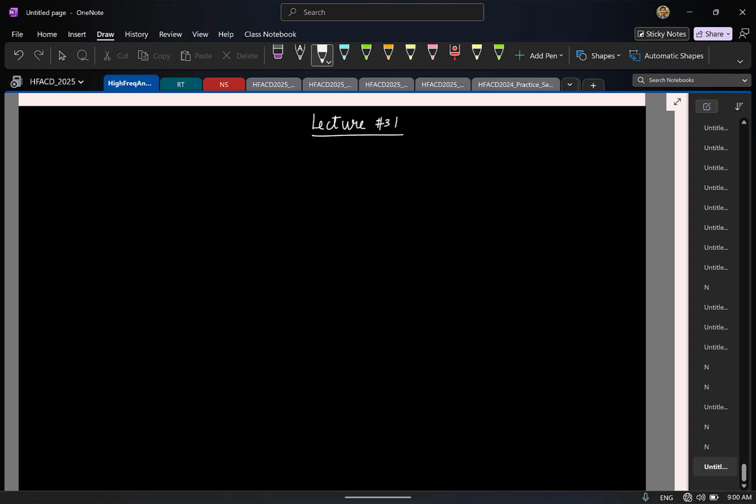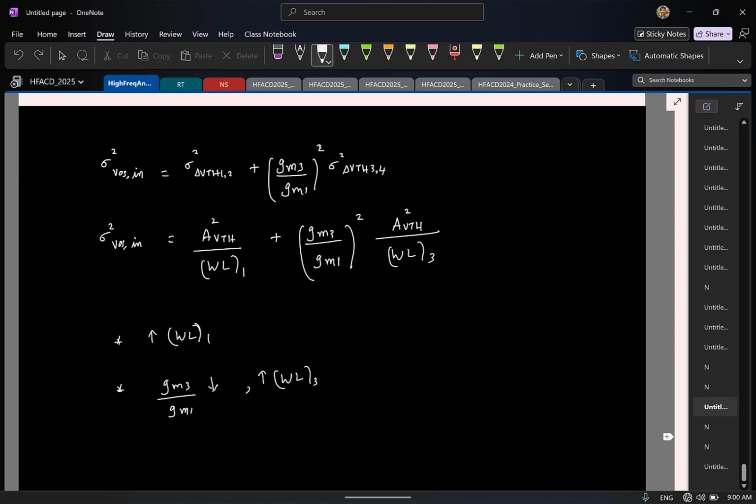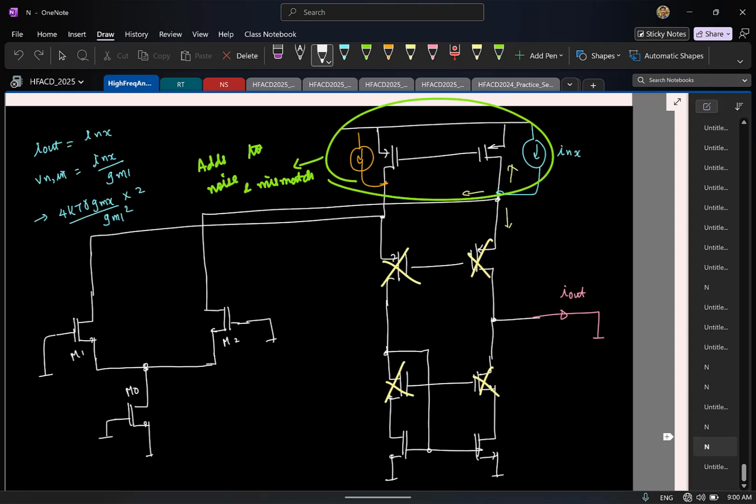Okay, let's continue. So in the last class we essentially looked at the input referred noise and offset calculation in your 5 transistor op-amp, telescopic cascode and folded cascode. So that is all done.